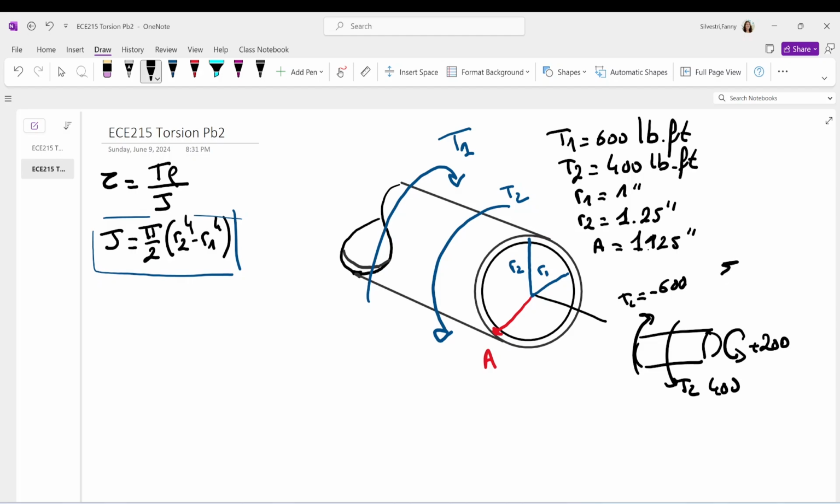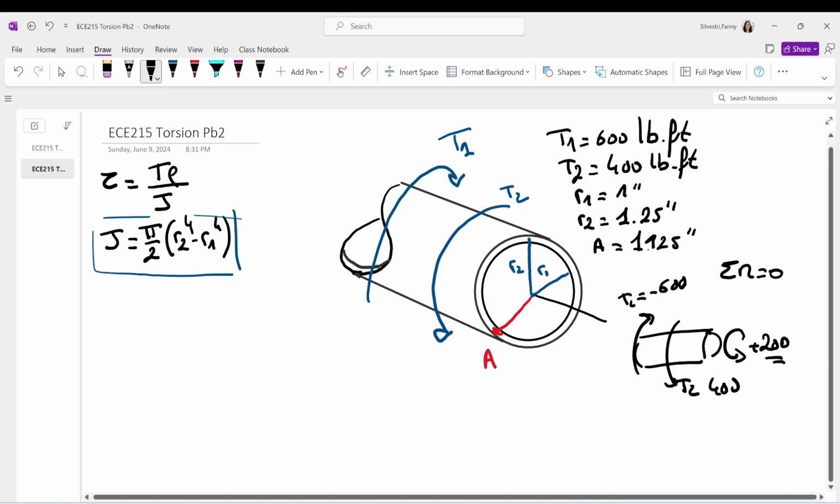We do sum of the moment equals 0, minus 600 plus 400. We get the plus 200 equals 0 to get our moment. Sorry, I did that fast. Let me know if you have questions on that.